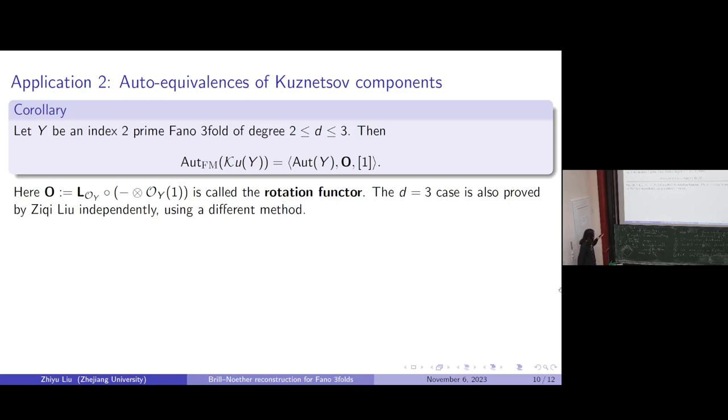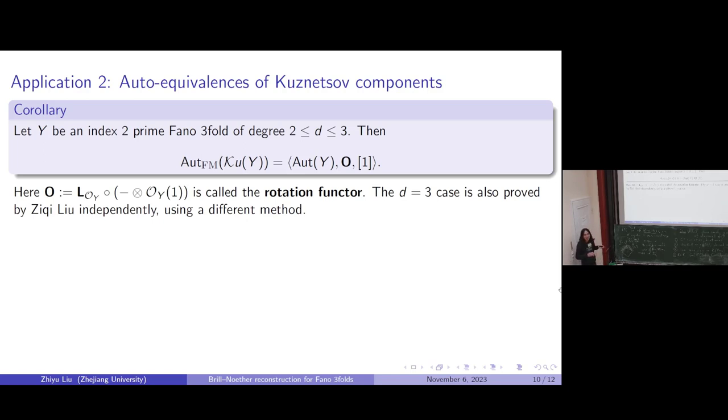So as we have seen, for the index 2 case, any equivalence between Kuznetsov components will fix the green object up to some auto-equivalence. Which means we start with an equivalence between Kuznetsov components and compose with some equivalence, then we will send the green object to the green object. Then by the previous result, maybe in the paper of Lee, Sidlari, Zhao, and I can't remember all the authors, sorry.